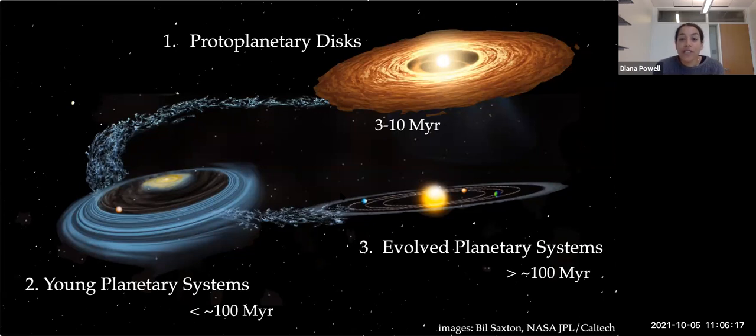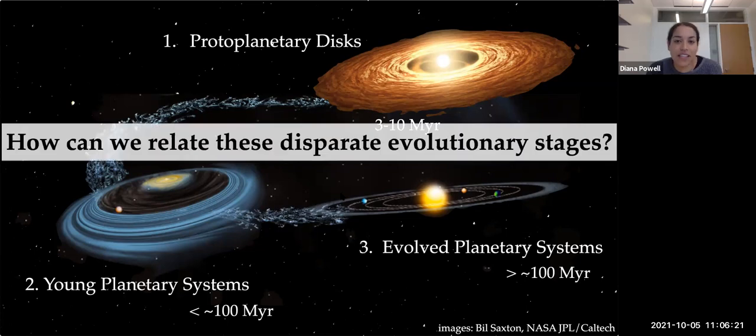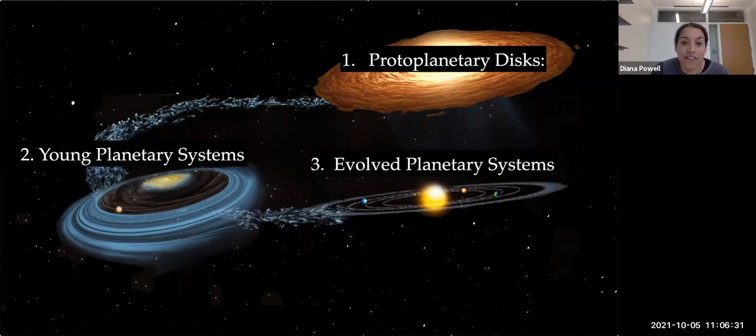But what I really want to know is, how can we relate these disparate evolutionary stages to learn about the formation, evolution, and nature of the full complement of planetary systems? And we're really lucky to be alive at a time where each of these stages of planetary evolution is undergoing an observational revolution. And so we have these unprecedented observations of each evolutionary stage.